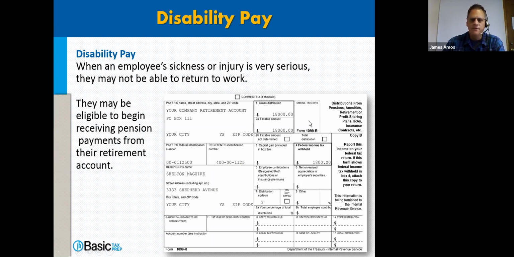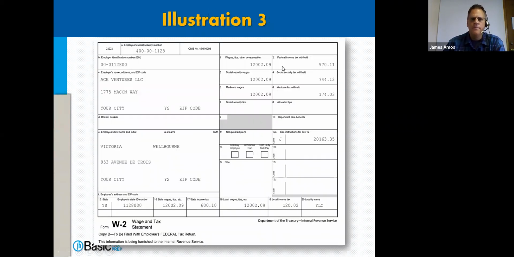Okay, so all types of retirement are reported on a 1099-R. But here's the difference. This looks like any other 1099-R, except the key is this code tells you it's for disability pay. In fact, here, this is a better picture of it. You can see code J. You can see the amounts here, because here's what's really happening. The amounts here are your regular pay. The amount here is your disability pay. That's what J is standing for. Okay.